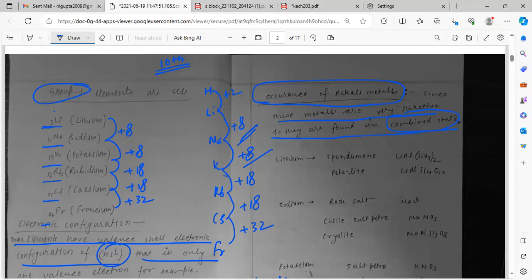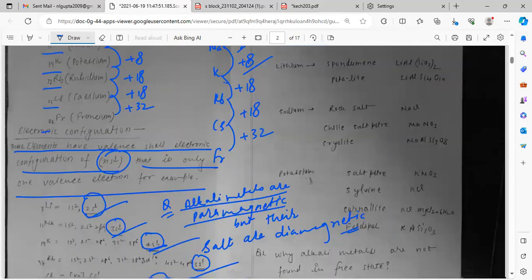So how are all three types of elements found? Highly reactive ones are in the form of compounds. Least reactive ones are in the free state. Moderately reactive ones are partly compounds and partly in pure form, and low reactive ones are mostly found in the pure, uncombined state. Okay.